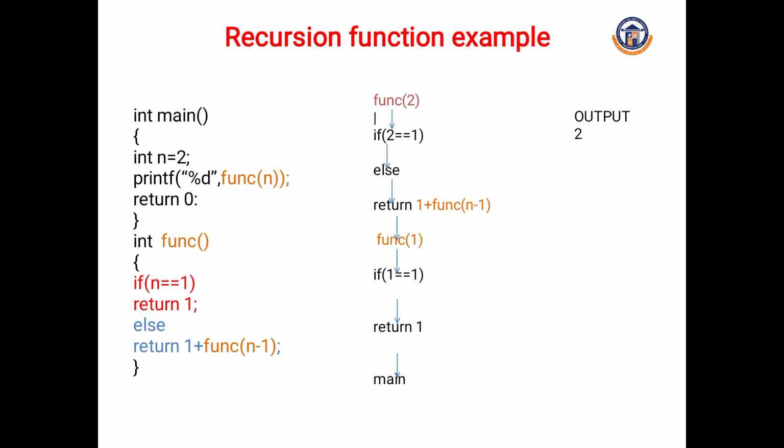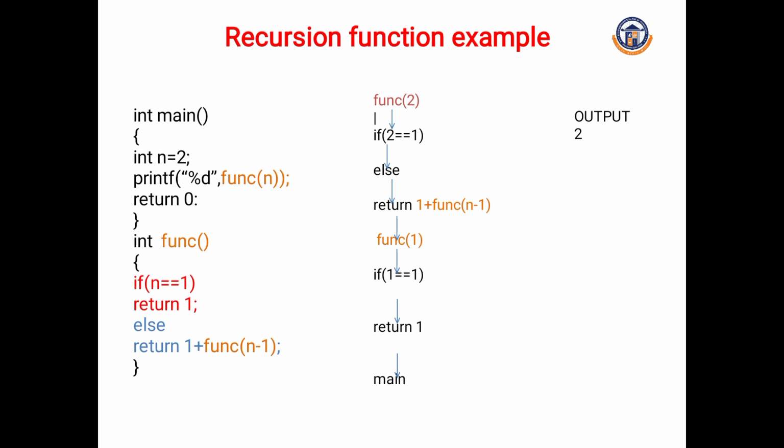So I have initially called the main function, function of 2. Within the subfunction of 2, I have called function of 1. Again it goes for the function of 1. It checks the condition: yes, 1 is equal to 1, so it returns the value 1. The output of the function of 1 is needed for the function of 2, so the value will be returned to 2.